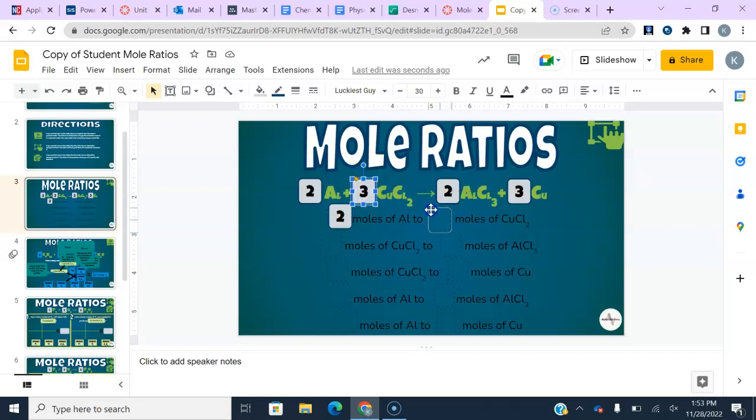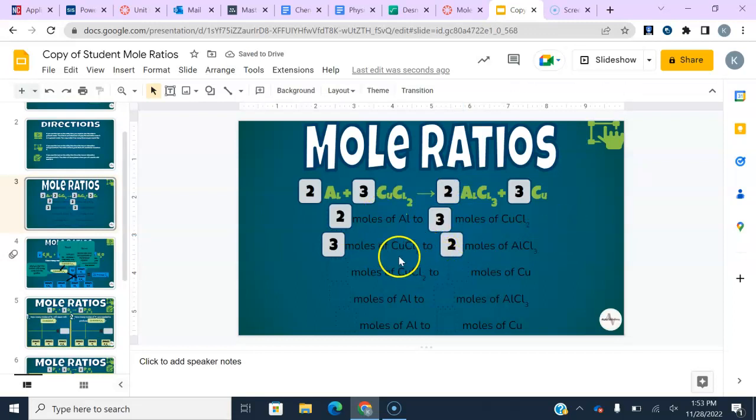Okay, so this is just asking you to tell me the ratios. Again, you just have to find the coefficient in front of the compound and drag it. Copper chloride is always going to be this 3 because the coefficient is 3, so we're going to drag it. And aluminum chloride is 2, got that coefficient of 2, we're going to drag it. So that means for every 3 moles of copper chloride, there's going to be 2 moles of aluminum chloride in this particular equation. Okay, so that's all you have to do for that one.